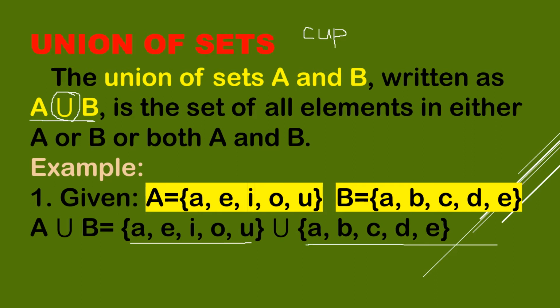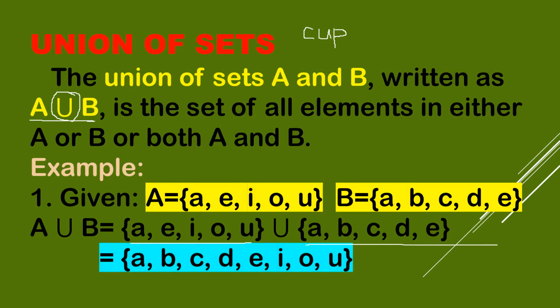In our previous lesson, we discussed that in listing the elements of a set, we list them only once. So therefore, our answer is, okay, we have here A, B, C, D, E, I, O, U.